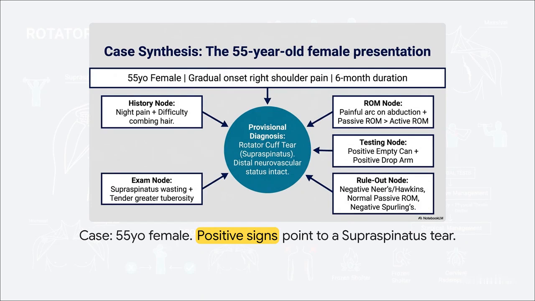A 55-year-old female presents with a 6-month history of gradual shoulder pain. So let's synthesize the findings. From her history, we have night pain and functional weakness. On examination, we see the supraspinatus wasting. Her range of motion shows a classic painful arc.